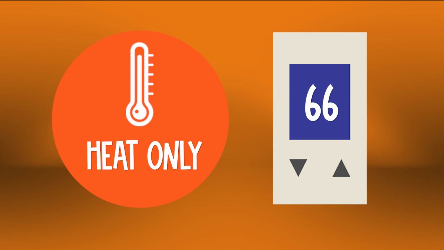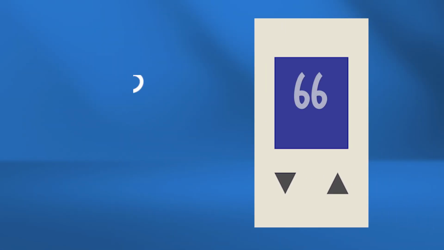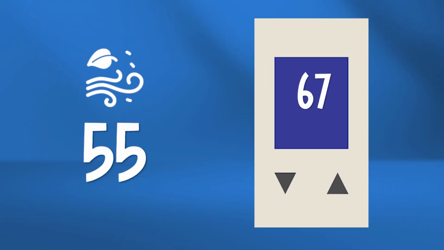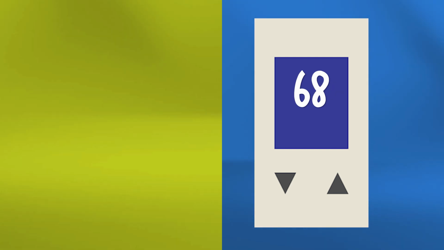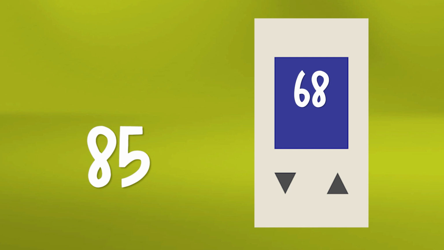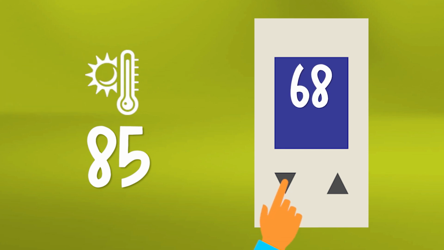The thermostat in your room does not offer air conditioning. It functions only to turn the heat up or down. For example, if it is 55 degrees and you turn your thermostat to 68 degrees, the heat in the room will turn on. On the other hand, if it is 85 degrees in your room and you turn your thermostat down to 68 degrees, nothing will happen.